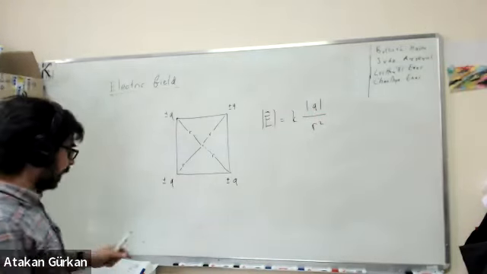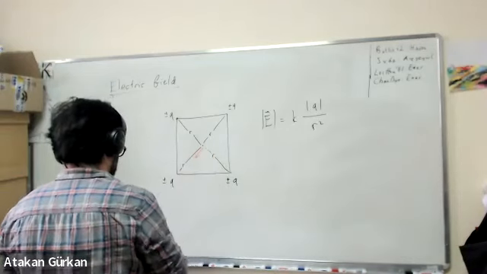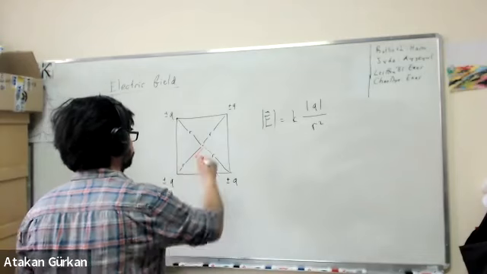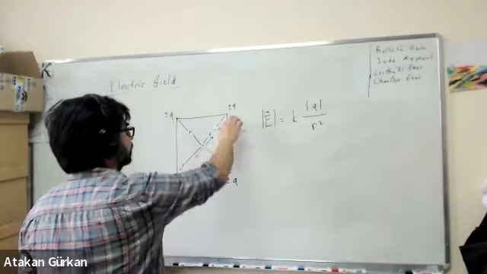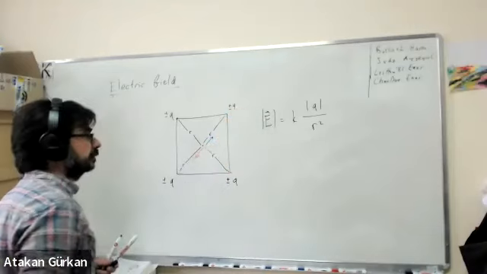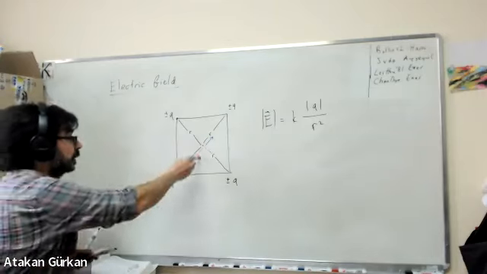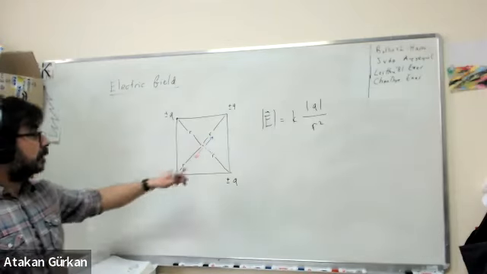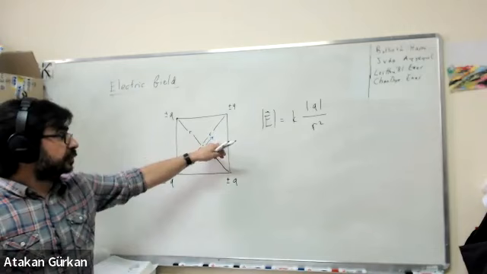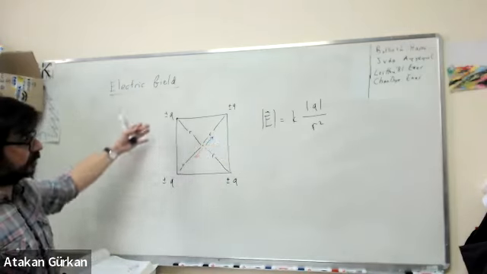So I'm going to end up with vectors either like this or like that. Imagine that this is the electric field produced by this charge. Depending on its sign, if it's positive, it's going to produce the red arrow, electric field vector. If it's negative, it's going to produce the blue arrow, electric field vector. And this is true for all of them.